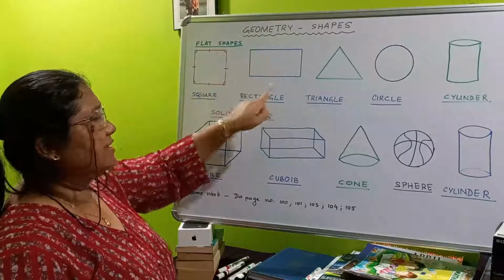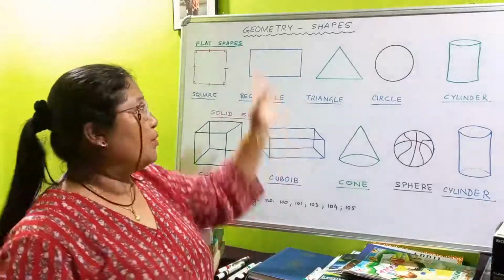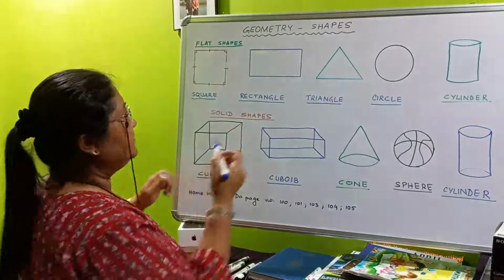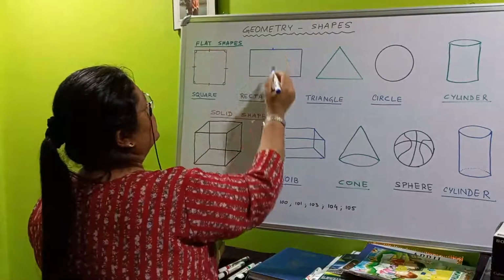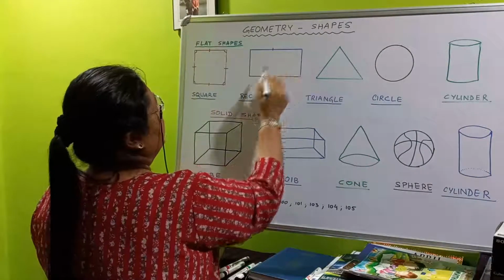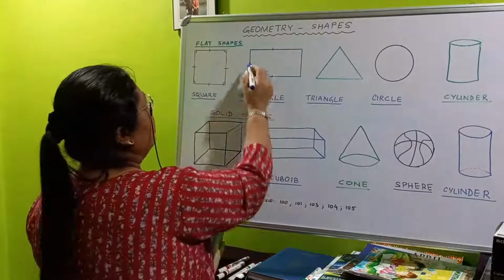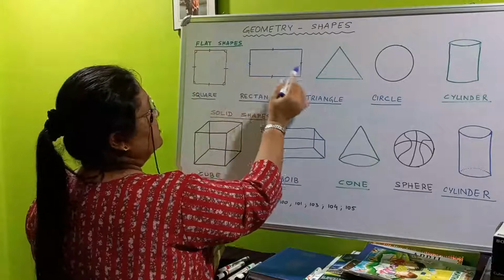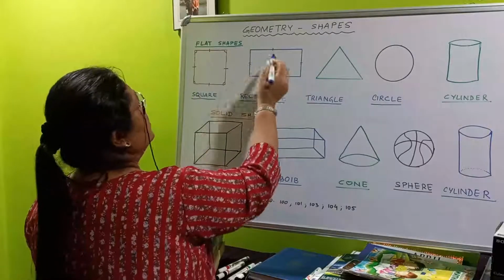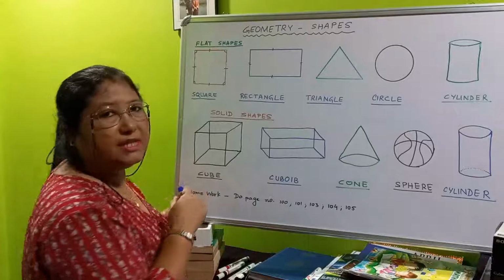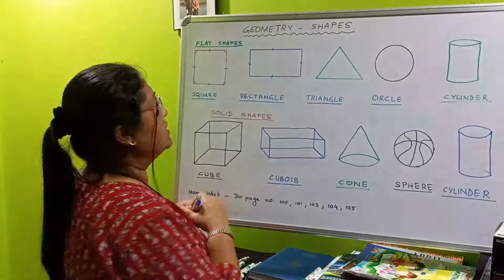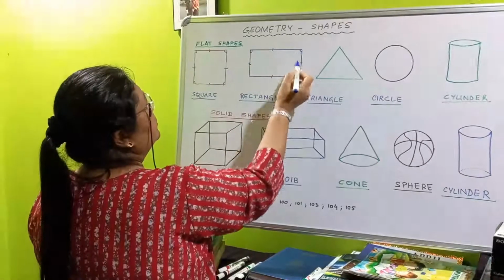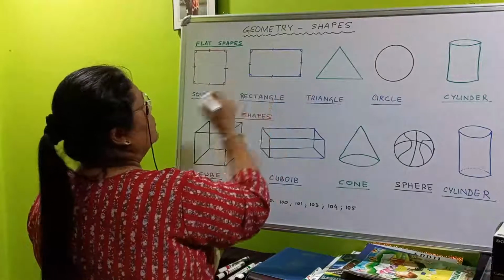Now next is rectangle. Rectangle means one side a little longer and another side shorter. Now see, this side is opposite to this side, so this length and this length are the same. And this is opposite to this one, and this is the same. Opposite sides are the same. So how many sides does it have altogether? It also has 4 sides. And how many corners? There are also 4 corners: 1, 2, 3 and 4.